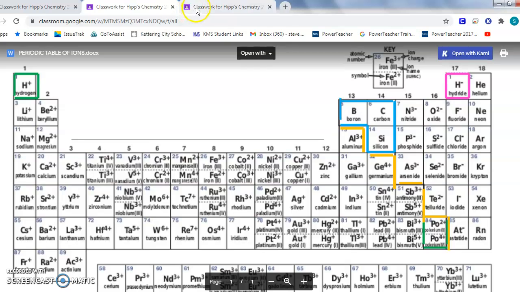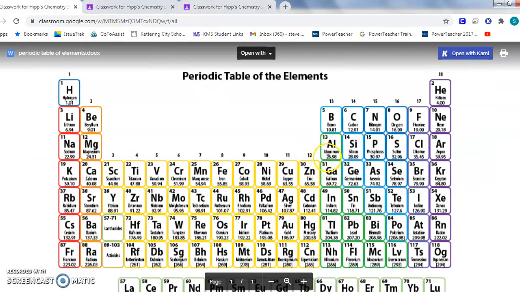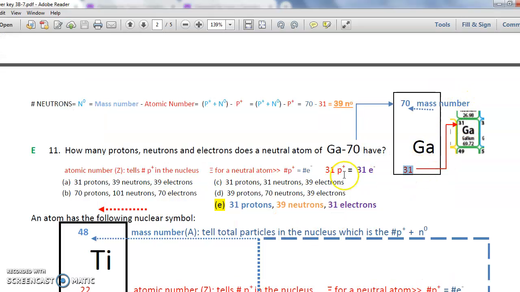So where did I get that little gallium? I just found gallium right here. There it is, 31. 31 is its atomic number. So how many protons does gallium have? The atomic number tells you how many protons it has. It has 31 protons. For a neutral gallium, it said it's a neutral gallium. The positives must equal the negatives. So if it has 31 protons, it also has to have 31 electrons. So I'm looking for an answer with 31 as the first number and 31 as the last number. The only one that has 31 as the first number and the 31 as last number is letter E.